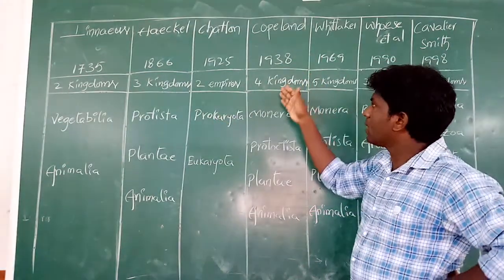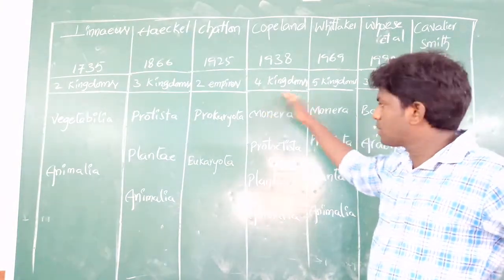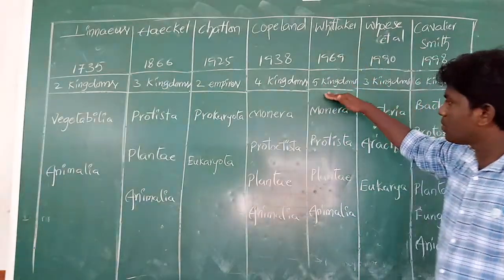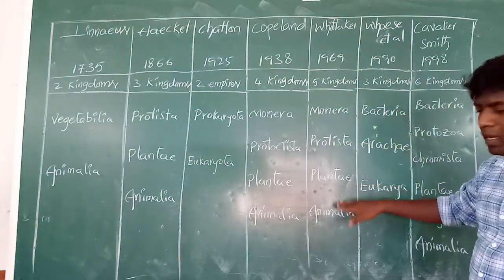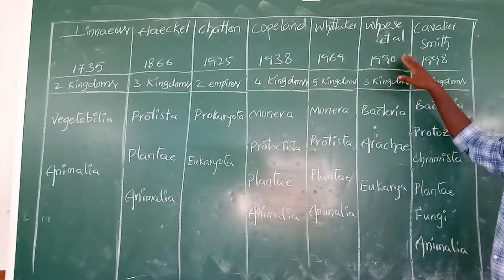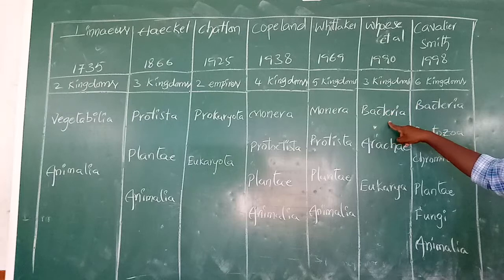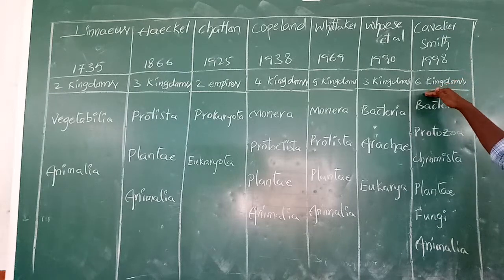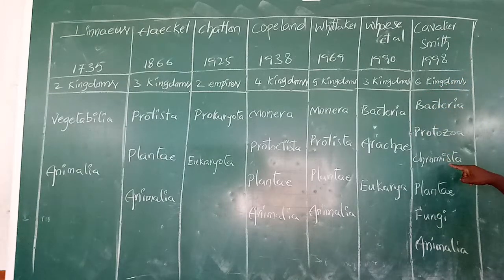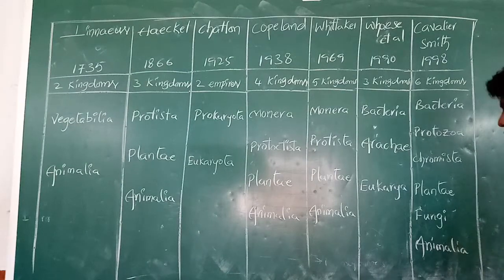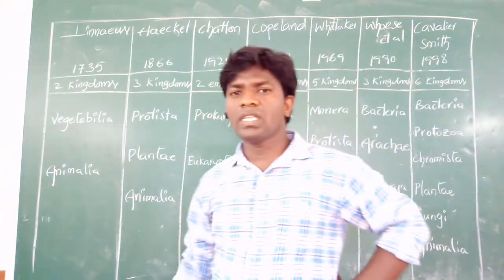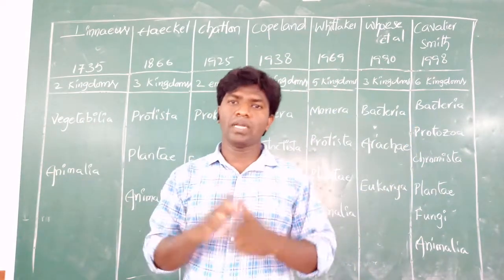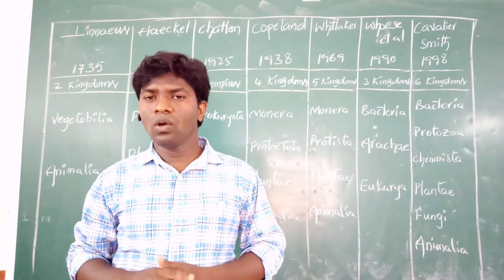And next, Copeland classified 4 kingdoms: Monera, Protista, Plantae, Animalia. And Whittaker classified 5 kingdoms: Monera, Protista, Plantae, Fungi, Animalia. And Woese et al. classified 3 kingdoms: Bacteria, Archaea, Eukarya. And Cavalier-Smith classified 6 kingdoms: Bacteria, Protozoa, Protista, Plantae, Fungi, and Animalia. So these are the classifications done by different biologists. Okay, have you understood?